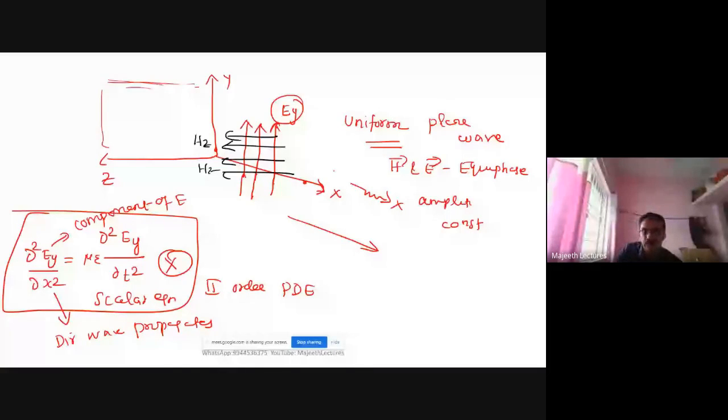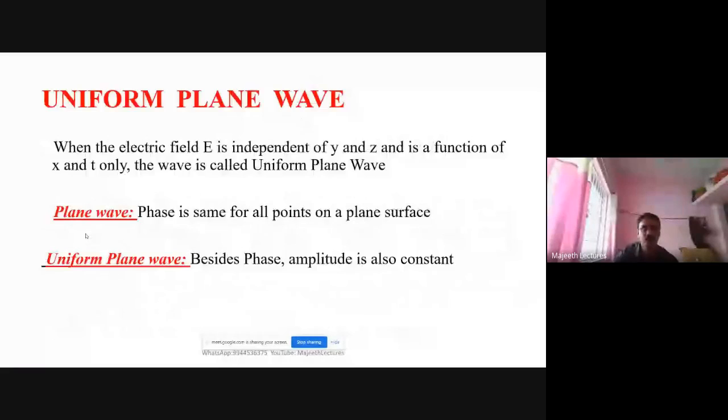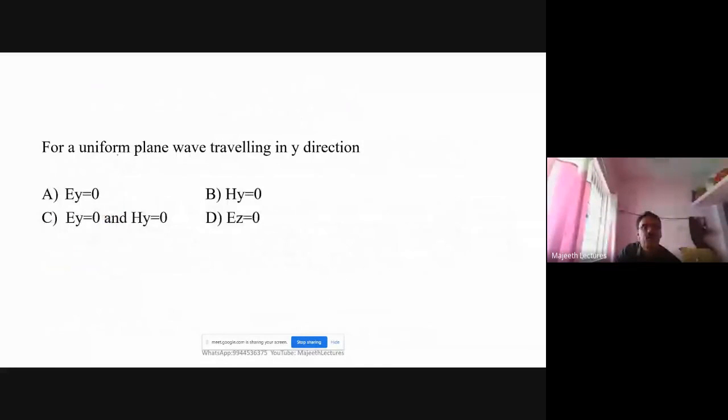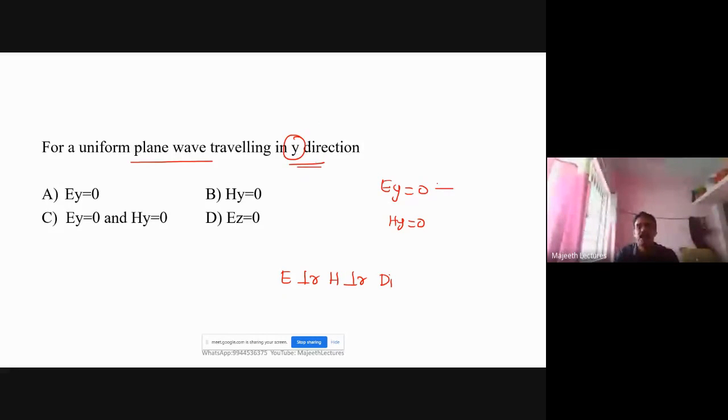So this is very, very important with respect to GATE. Everything I told, plane wave, uniform plane wave. Now you see, this is a question. In a uniform plane wave traveling in y direction, at that direction, electric field should be 0 and the magnetic field should be 0, because we know in EM wave, electric field is perpendicular to magnetic field, which is perpendicular to direction of propagation. Since wave propagates in y direction, at that direction, electric field should be 0, magnetic field should be 0. So option C is the right answer.